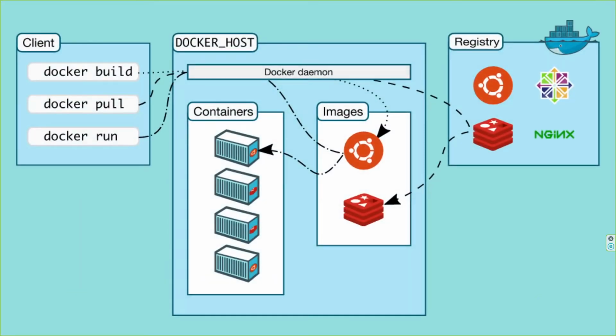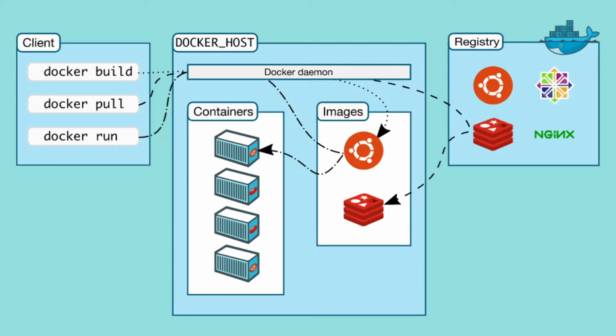Now, in this picture, you can see the basic Docker architecture. Here, you can see client, Docker host, and registry. The Docker daemon lets the client run Docker commands such as docker build, docker pull, docker run, and docker push. If the client runs the docker build command, the Docker daemon lets you create a Docker image. If the client runs docker run, the Docker daemon lets you create a container using the image.